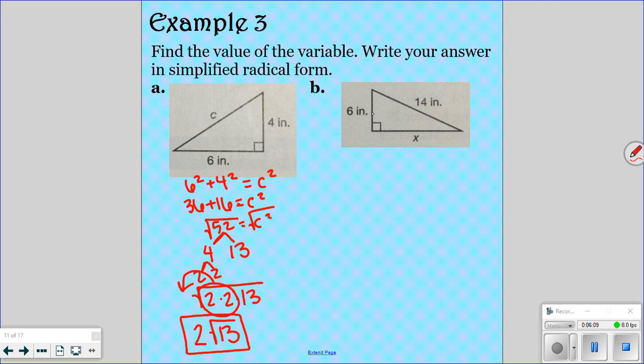Okay, so now we're going to try b. If y'all want to try this one by yourself and then unpause the video, y'all can.